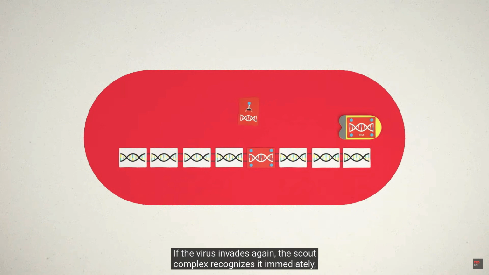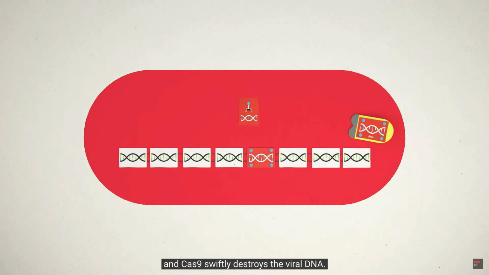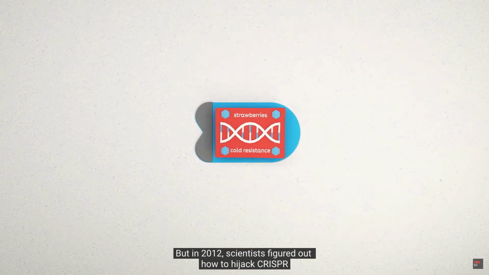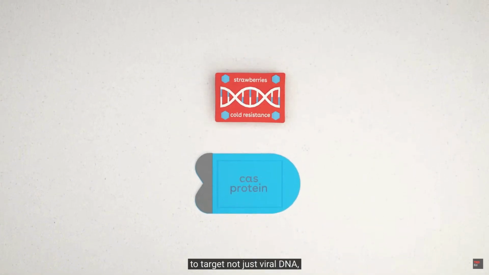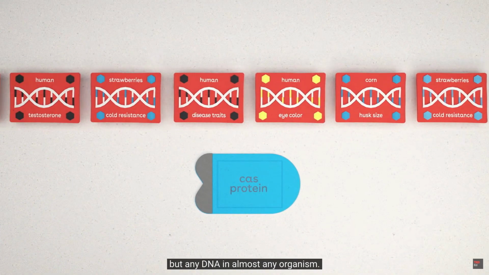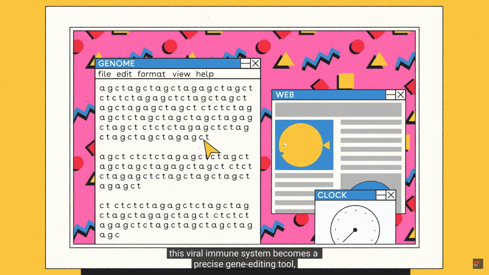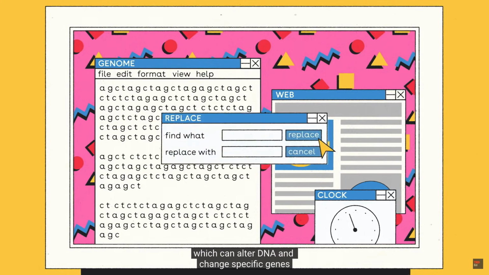If the virus invades again, the scout complex recognizes it immediately, and Cas9 swiftly destroys the viral DNA. Lots of bacteria have this type of defense mechanism, but in 2012, scientists figured out how to hijack CRISPR to target not just viral DNA, but any DNA in almost any organism. With the right tools, this viral immune system becomes a precise gene editing tool, which can alter DNA and change specific genes almost as easily as fixing a typo.